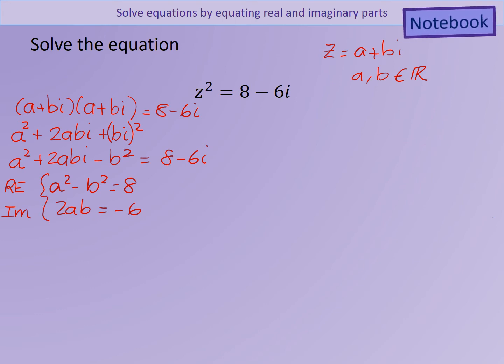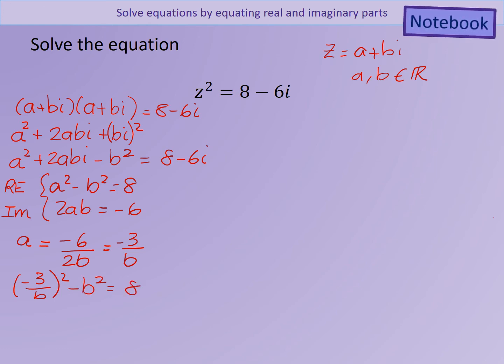Starting with the imaginary equation, if I rearrange this, so I have a equal to, that would be equal to minus 6 divided by 2b, which gives me minus 3 over b. I then substitute this into the real equation, so I have minus 3 over b all squared, subtract b squared, and that equals 8. Multiplying out gives me 9 over b squared, take b squared is equal to 8.